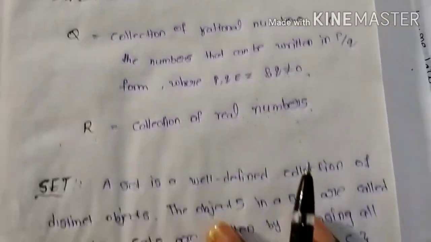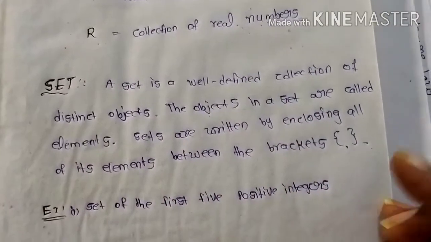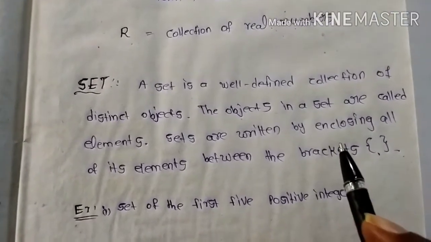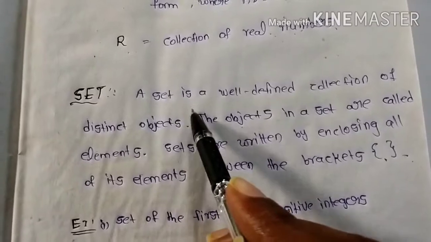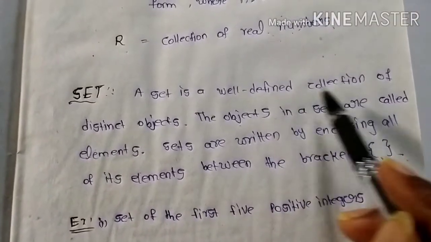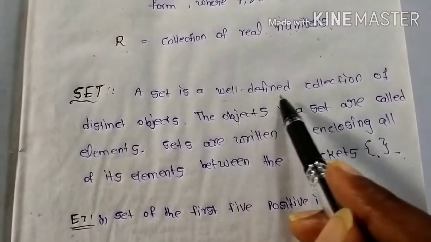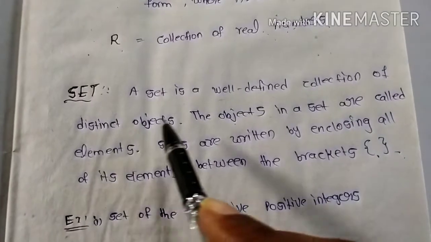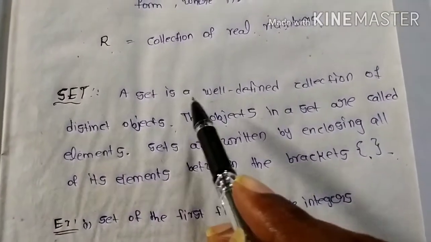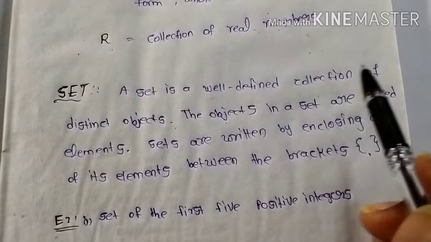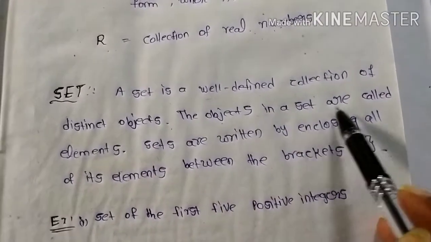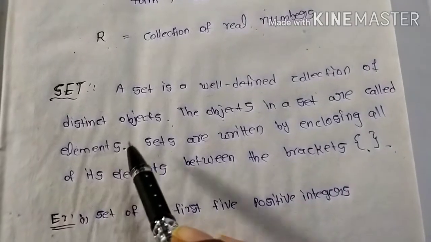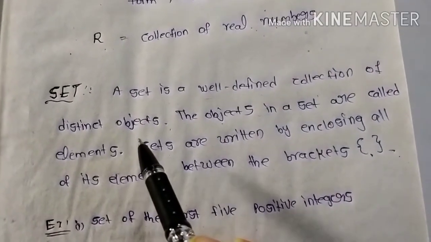First of all, I will show you the set definition. A set is a well-defined collection of distinct objects. The objects in a set are called elements.